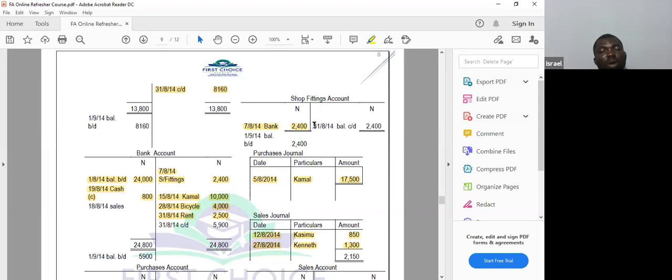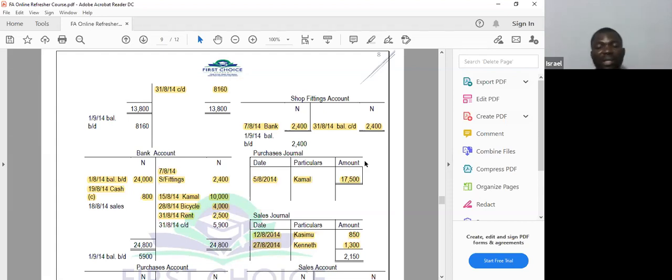Then after that, shop fittings. We also do the same thing. We have it here, can you see? Down to the last ledger. Then the question is, they also ask us to prepare a trial balance.